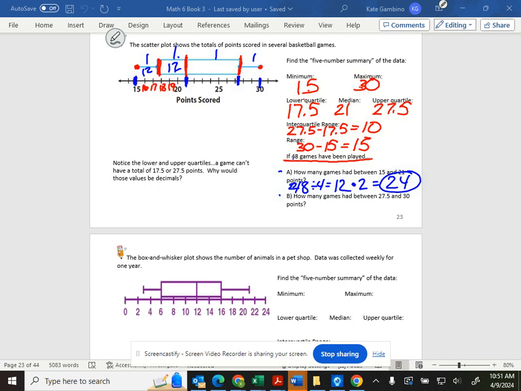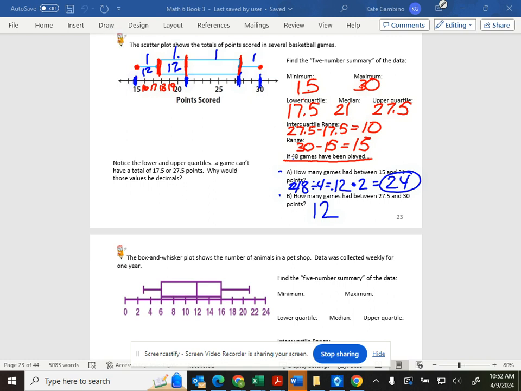What do you think, Jimena? Would it be 12? It would be 12. How do you know it's 12, Jimena? Because it's one section, and we found out up here that one section was 12. So if we're looking at just one section of the box and whisker, we know it's going to be 12 games. When we looked at two sections, we knew it was 24 games. Is it making a little more sense?